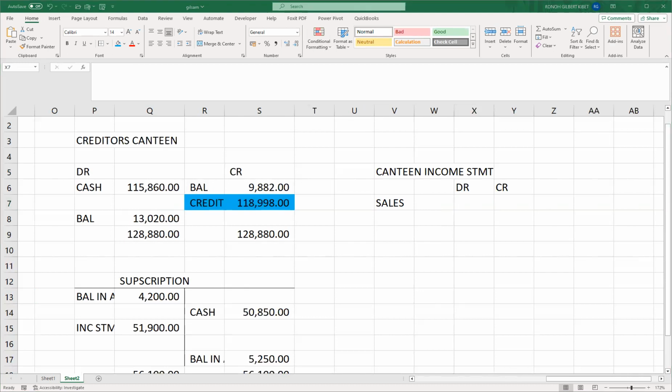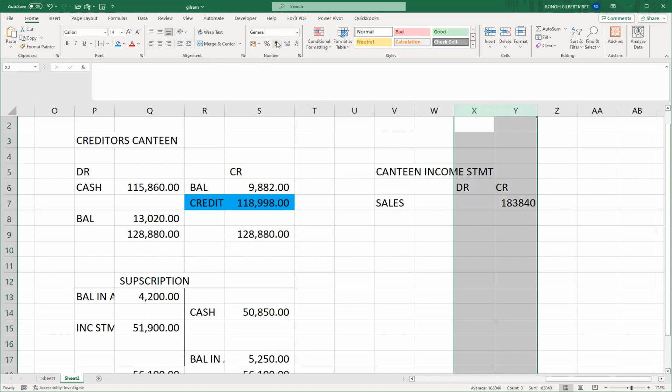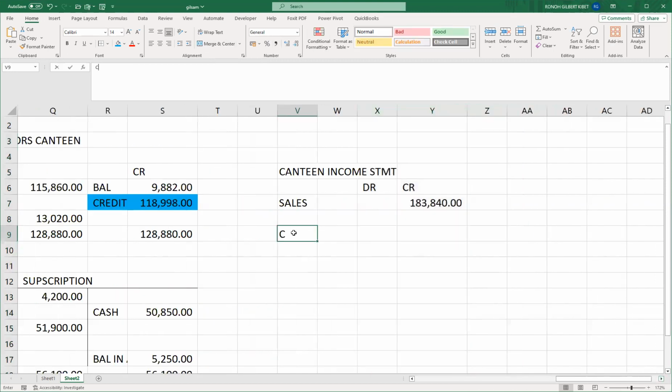If you go to suppliers receipt, we have 183,840. We put on credit 183,840. That 183,840, then we come to the cost of sales.